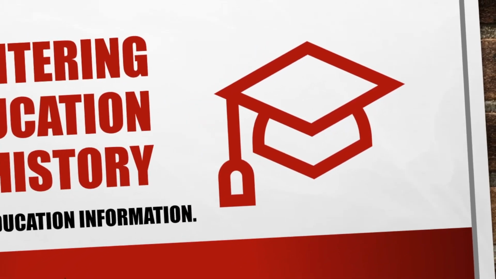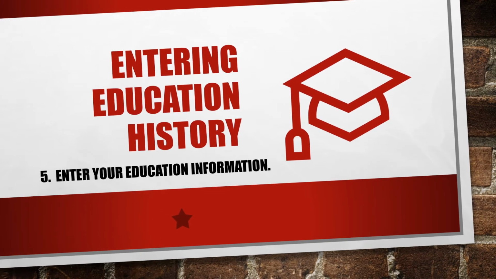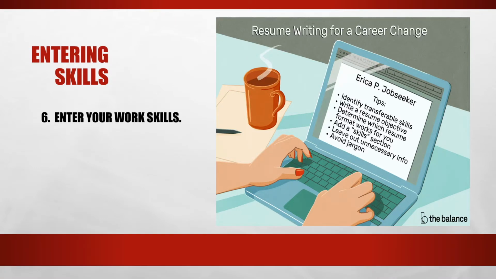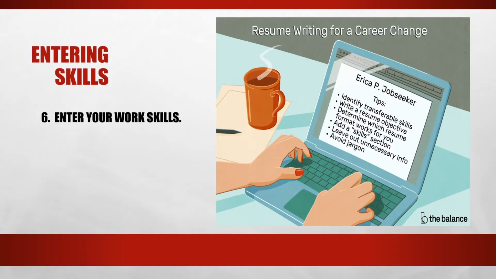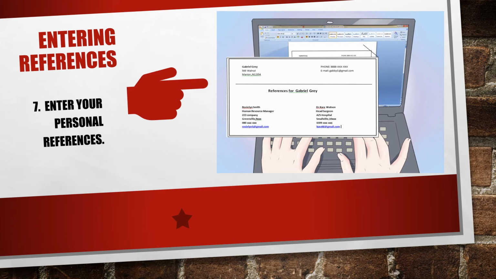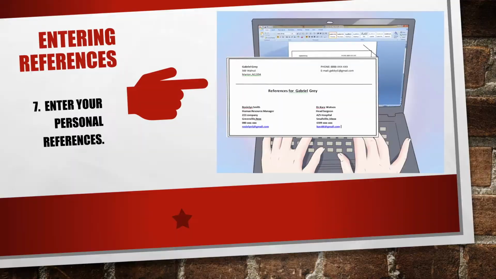Next, include your education information, which includes high school, vocational or technical school, college, and grad school. Next, enter your work skills, for example, knowledge in Microsoft Word, Excel, PowerPoint, or Publisher. Leave at least 3 personal references. In the reference, you will include their name, title, phone number, and/or address.